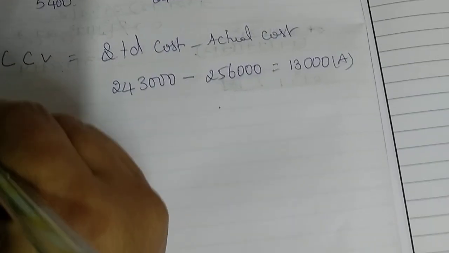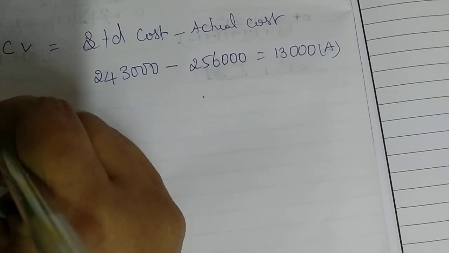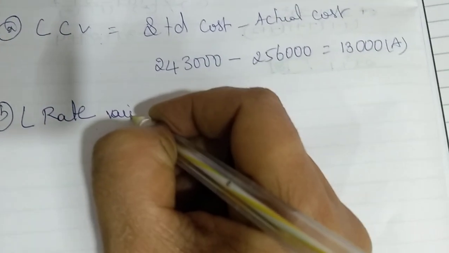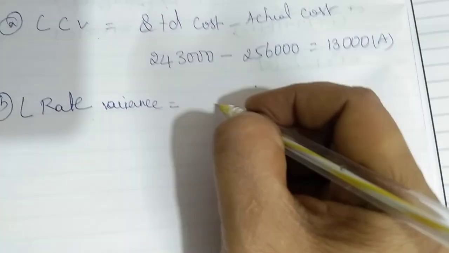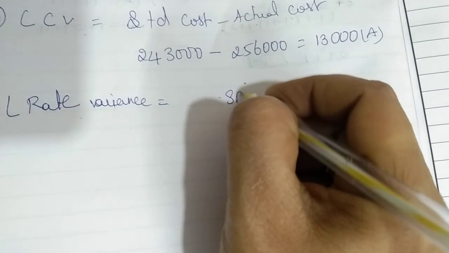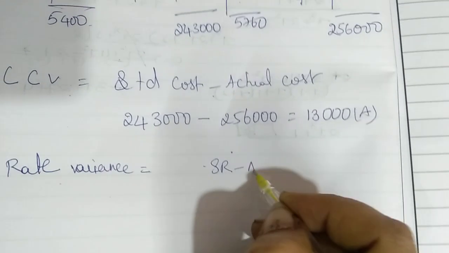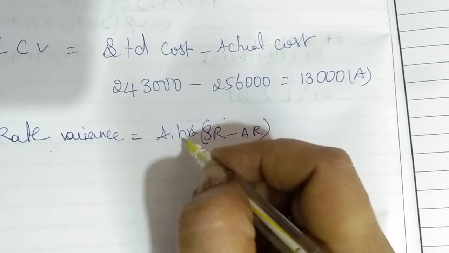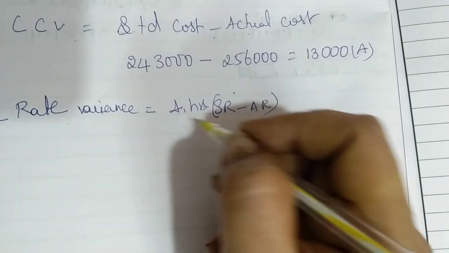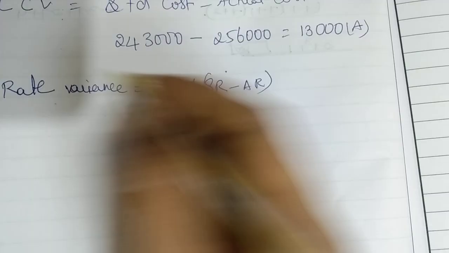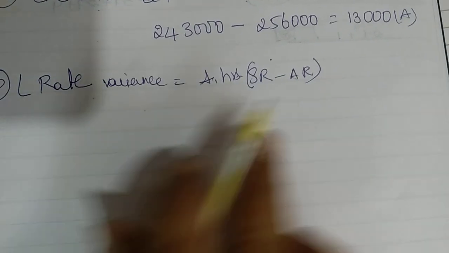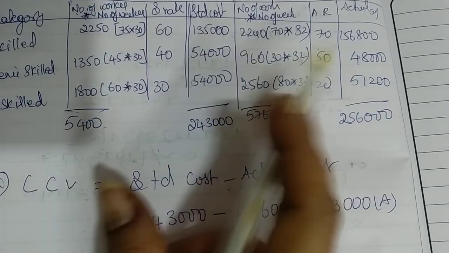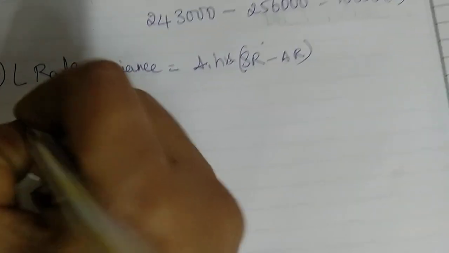Now coming down to the B part, that is labor rate variance. What have I told you about labor rate variance? The rate is going to be highlighted. So that is standard rate minus actual rate, which is to be multiplied with actual hours, or actual time, whatever total they have worked for. Now there is a variation in everything. The rate is different here. Here it is 60, here it is 70, here it is 40, here it is 50. So I need to go with a separate part.